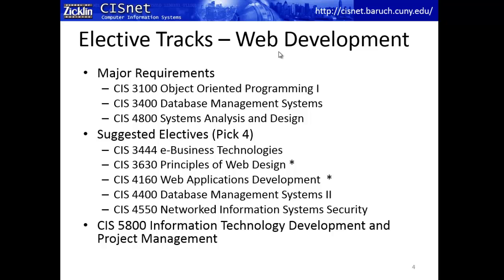Of course, with the CIS major you have to take CIS 3100 Object-Oriented Programming 1, CIS 3400 Database Management Systems, and 4800 Systems Analysis and Design. You come back at the end of your time with us and take CIS 5800, IT Development and Project Management. Within that, you're going to have 4 CIS electives, and if you want to be a web developer, here are some things you might want to think about.